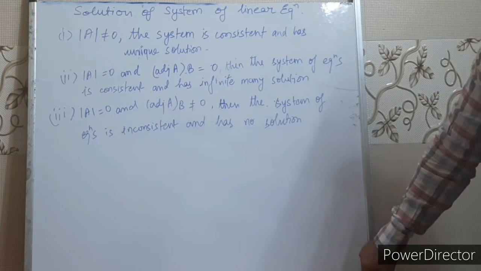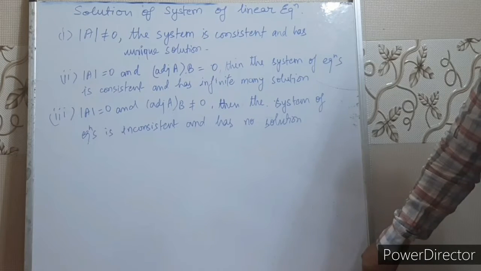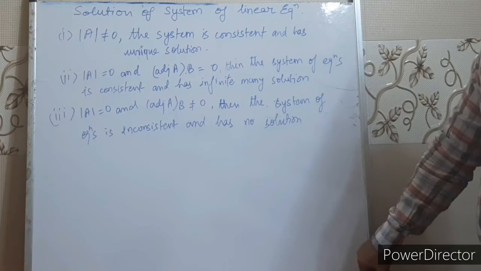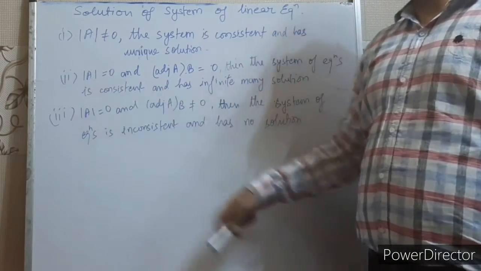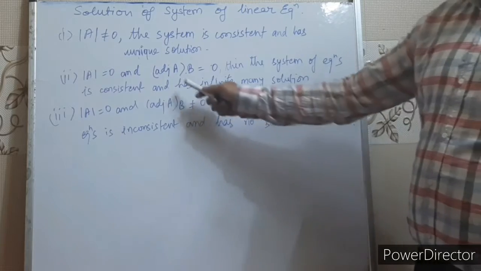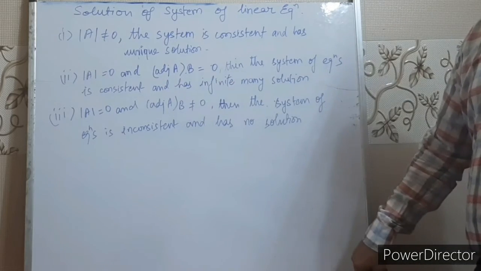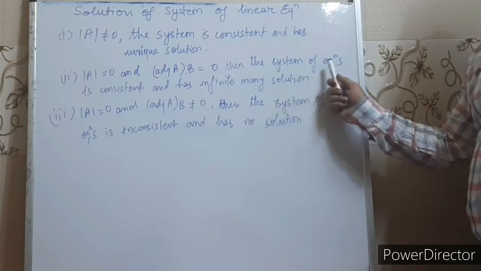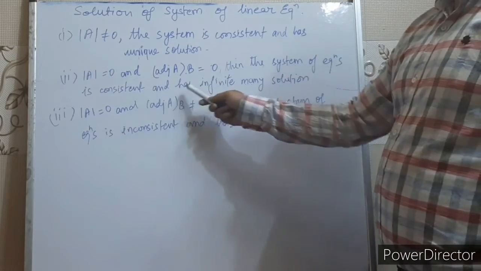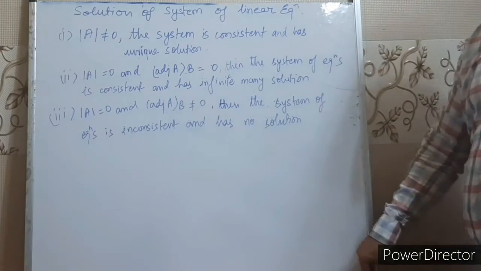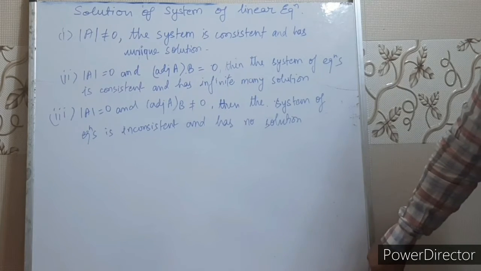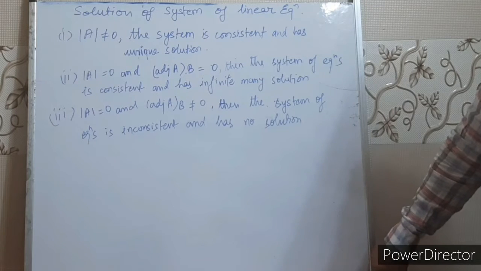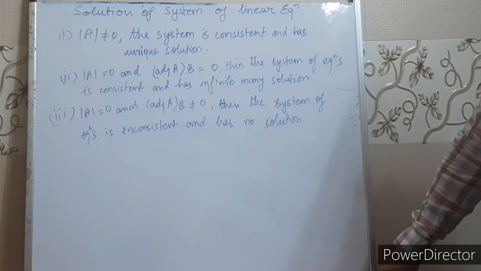That means lines will be intersecting at one point. Unique solution means one solution we will get. Second point says, if determinant of A is 0 and adjoint A into B is a null matrix, then we can say that the system of equations is consistent and has infinite many solutions. That means there are infinite points, infinite solutions which are common to every line in the system, right?